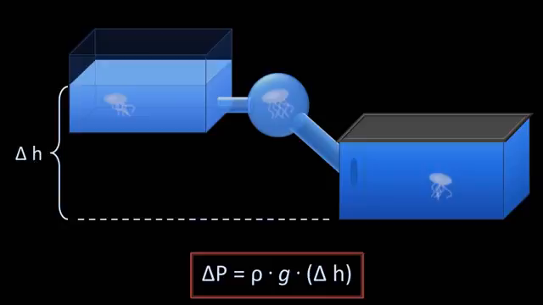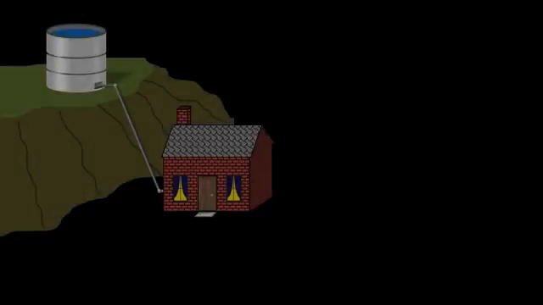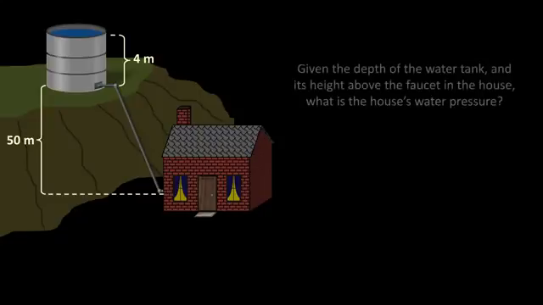Let's look at a quantitative real-world example of hydrostatic pressure. We have a house at the bottom of a hill, which gets its water supply from an open, unpressurized water tank at the top of the hill. The water tank is 4 meters high and full, and the base of the tank is 50 meters above the level of the house's faucet. Given these distances, what is the house's water pressure?